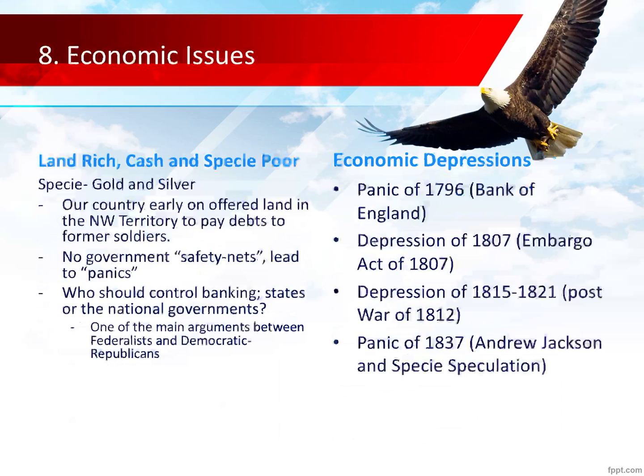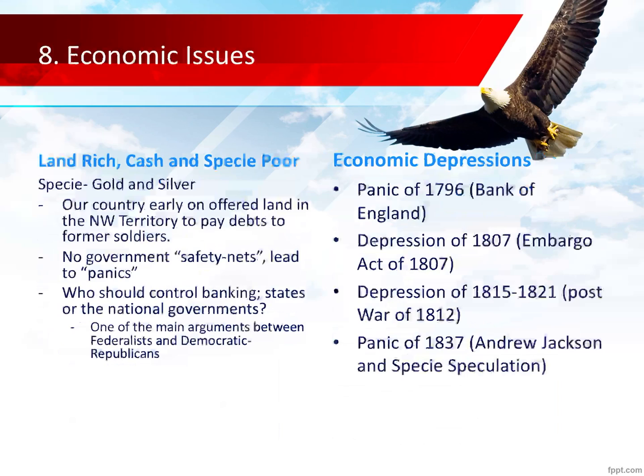In 1796, the Bank of England was trying to get their money back. That led to Shays' Rebellion. The Depression of 1807 was because of the Embargo Act of 1807. The Depression of 1815 through 1821 happened because we had just finished the War of 1812 and now people were not spending as much.